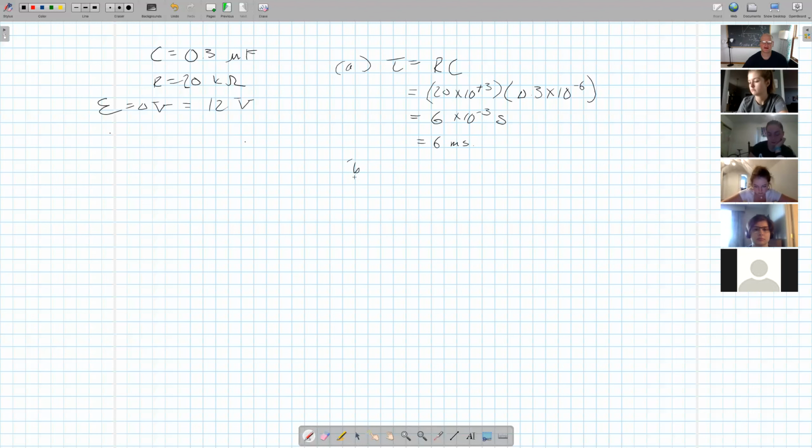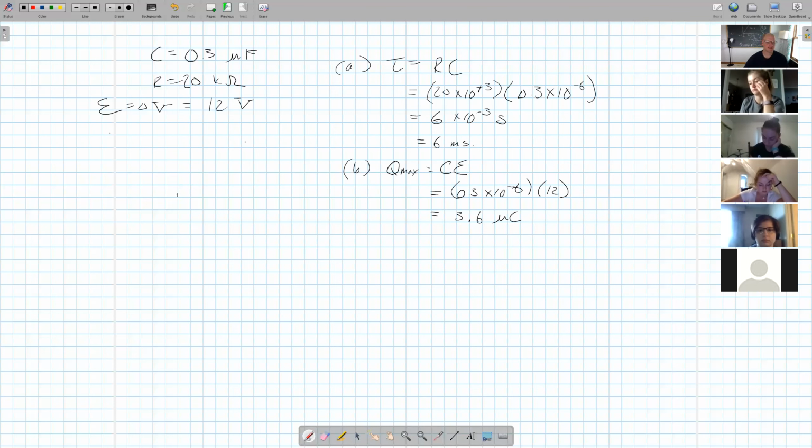Part B, we want to know the maximum charge. The maximum charge is simply equal to the capacitance times the EMF. So this is going to be the capacitance, 0.3 times 10 to the minus 6, times the EMF, which is 12. So it's 3.6 microcoulombs. That's the maximum charge.